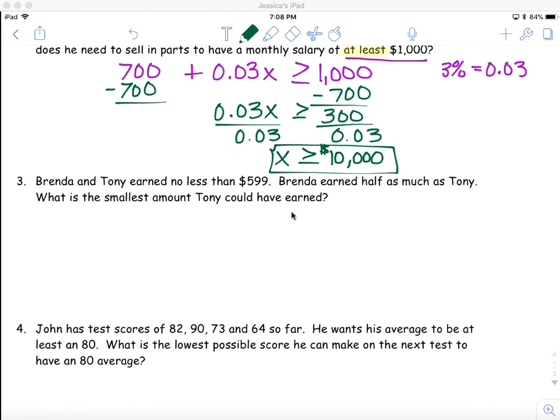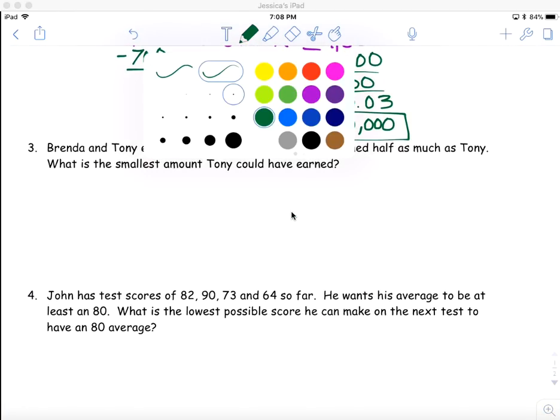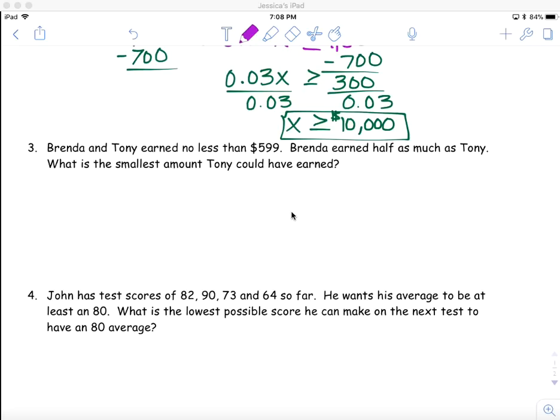Moving on to number 3. On number 3, we're talking about Brenda and we're talking about Tony. So I'm going to use B for Brenda and T for Tony.